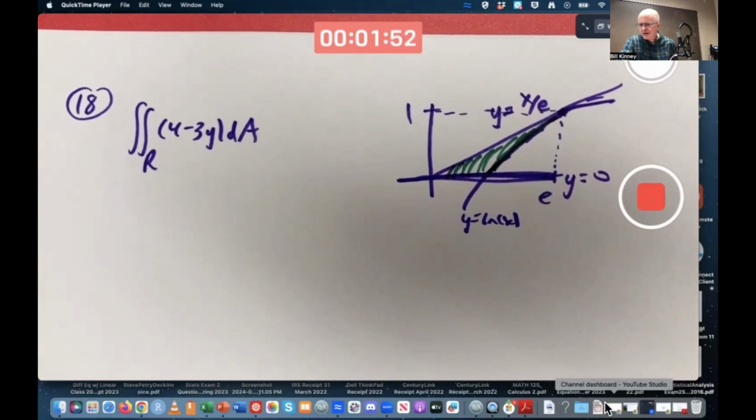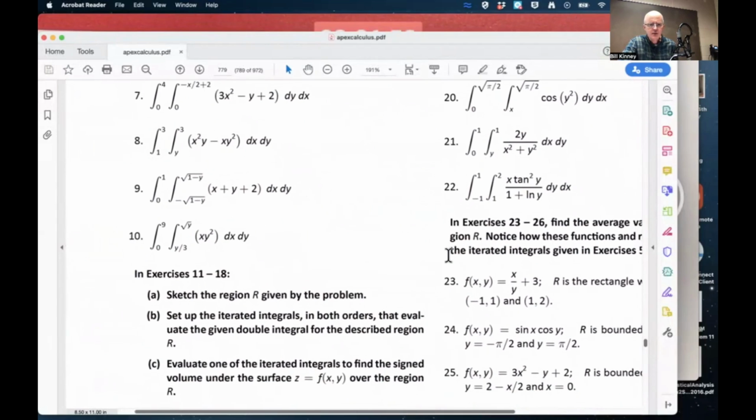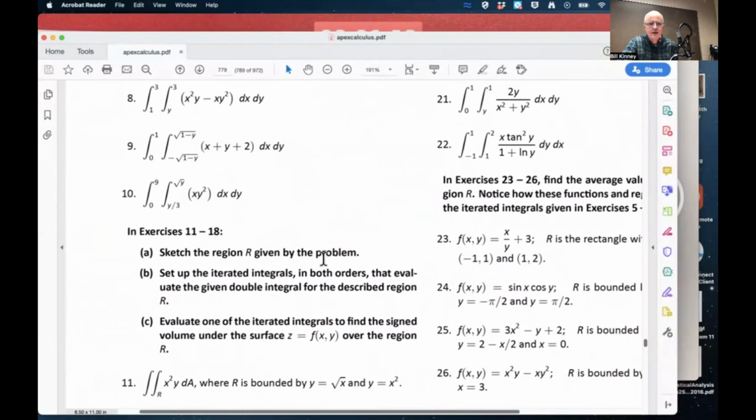Problem says to do the integral, 11 through 18, sketch the region. So we sketch out the region, set up both integrals, both iterated integrals, and evaluate one of them. When you see these kind of directions, realize it's very possible that one of the integrals may be a lot easier to do than the other. In fact, it's possible for one of the integrals to be easy and the other one to be impossible.